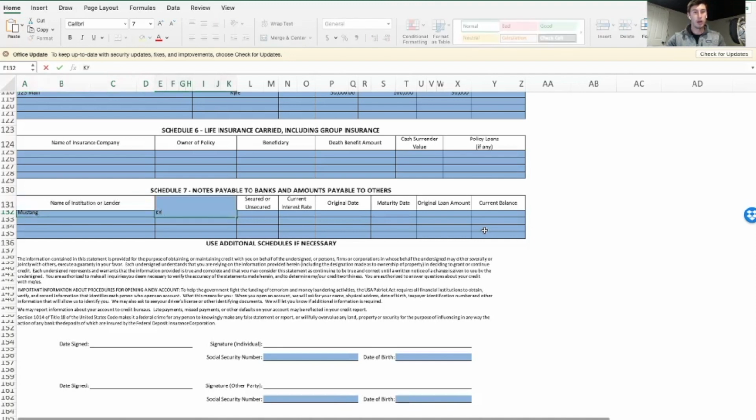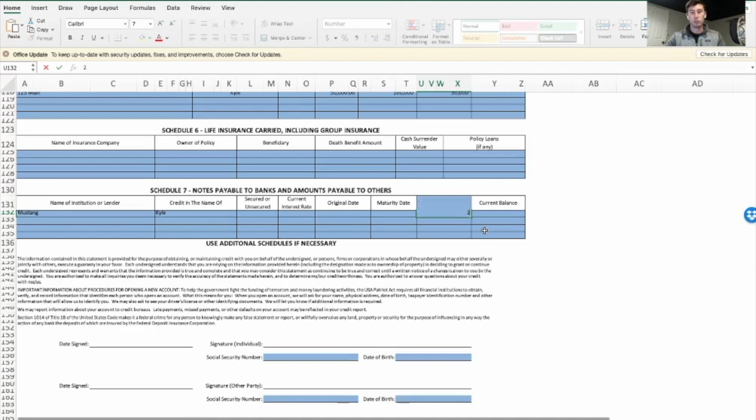Credit in the name of Kyle. So secured or unsecured. More or less, that means whether or not you have collateral against that property. We're going to skip over it. It doesn't matter for what we're doing. Current interest rate doesn't matter. Original date, maturity date, original loan amount.